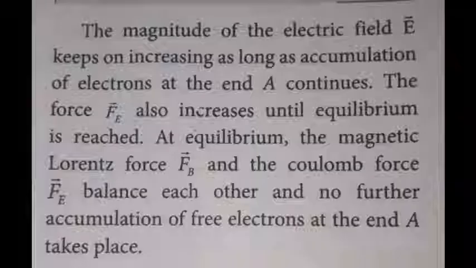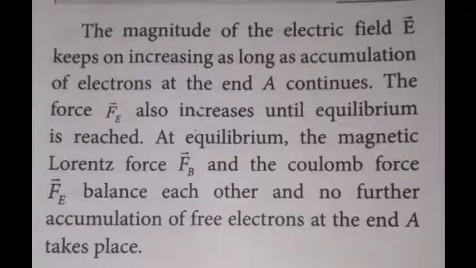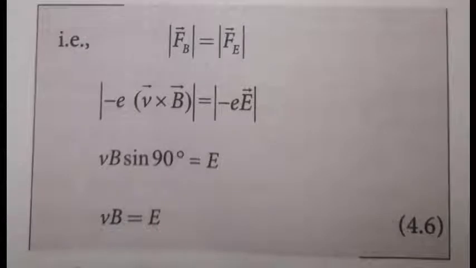The magnitude of electric field E vector keeps on increasing as long as accumulation of electrons at the end A continues. The force F_E vector also increases until equilibrium is reached. At equilibrium, the magnetic Lorentz force F_B vector and the Coulomb force F_E vector balance each other and no further accumulation of free electrons at the end A takes place. That is, modulus of F_B vector is equal to modulus of F_E vector, that is, modulus of minus e v cross B vector is equal to modulus of e into E vector.